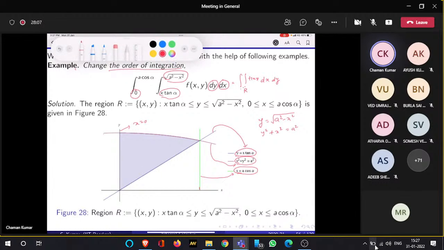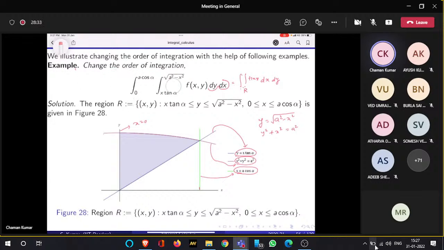Fine. So this is the first step. You consider the y limits, plot these y limits on the graph. Then you consider the x limits, plot the x limits on the graph, and then identify the region bounded by these curves. That will be the region of integration. So this is the first step.